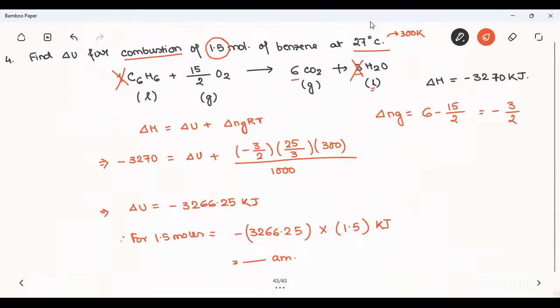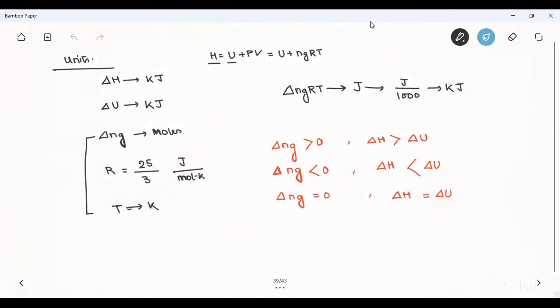Ma'am, I don't get why you divided it by 1000. Okay, you are not listening. See what I told. We will be taking H in kilojoule, U in kilojoule. Now for NgRT, this part, we will be taking n in moles and R in joules, and T in Kelvin.